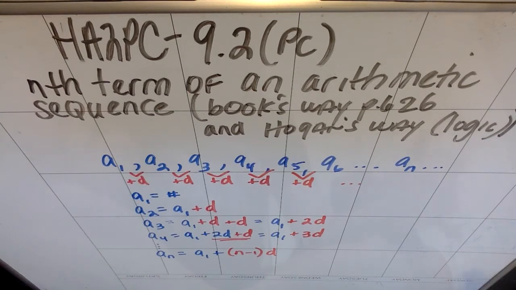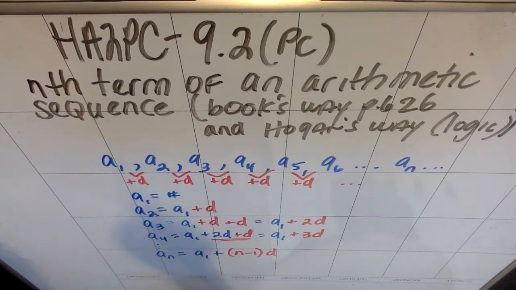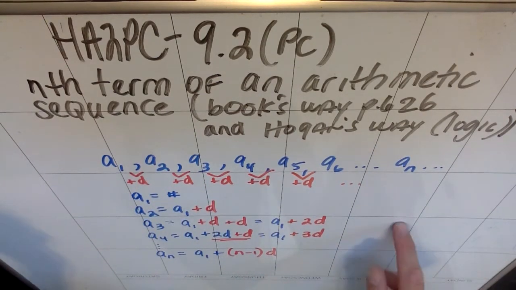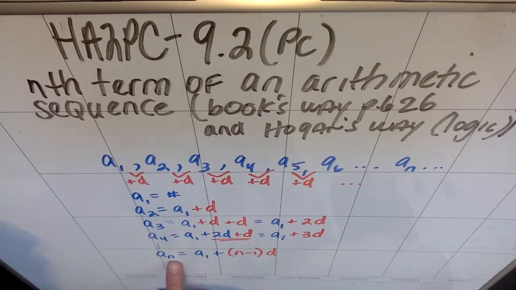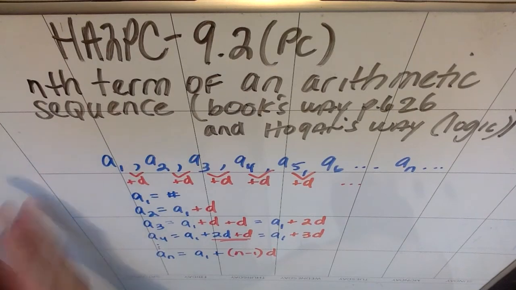And this makes a ton of sense if you think about it, because you're already starting at a sub 1. So to get to 2, you only have to add a single d. But to get 3, you'd have to have 2d, right? So the reason that you have 1d fewer than the number you want is because you didn't have to add a d to get started at the beginning. You already started at a sub 1.